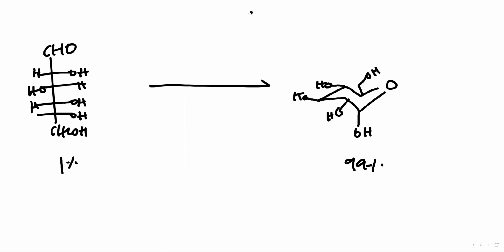Now, this is kind of an interesting question to think about. If cyclic hemiacetals are so stable, why isn't it that it just stays as the hemiacetal? How do we know that there's equilibration?